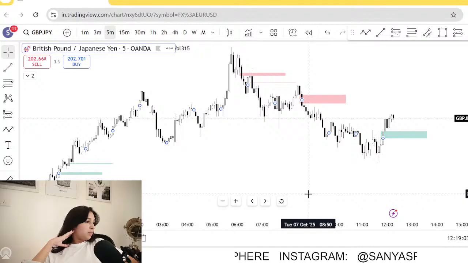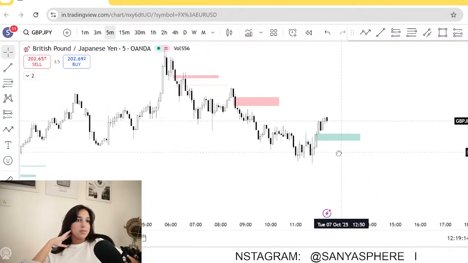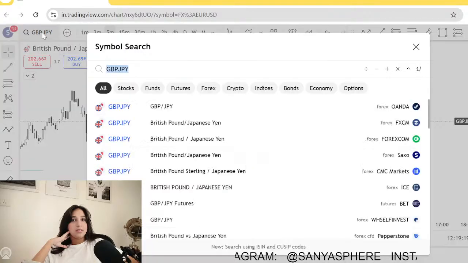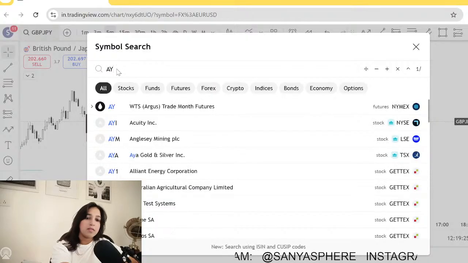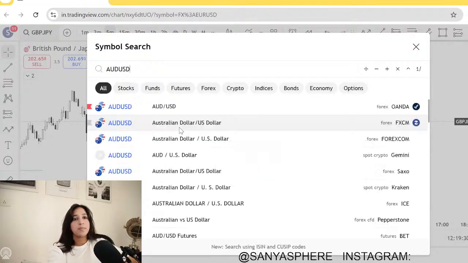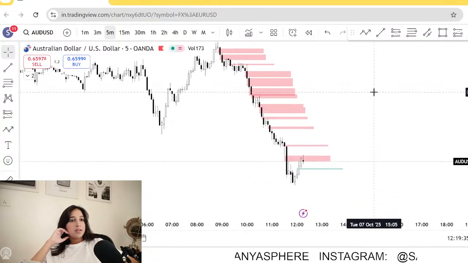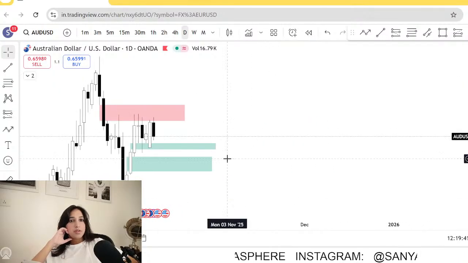One more interesting thing about AUD/USD is that it mirrors gold. If gold goes up, AUD/USD goes up too most of the time. I didn't notice that, gold and AUD/USD. Let's see what's happening.